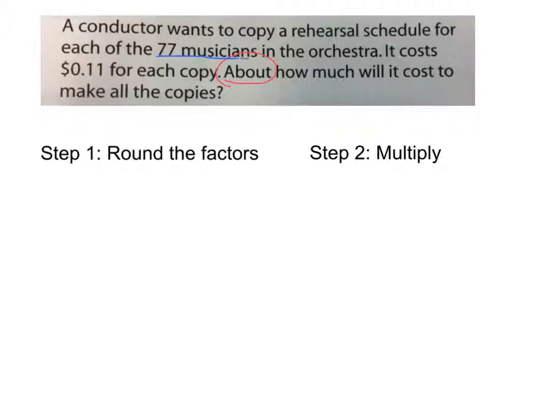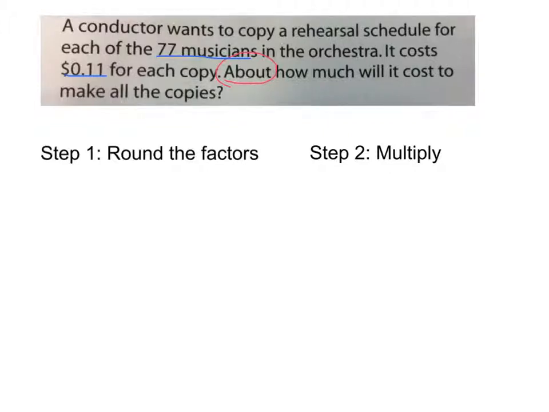77 musicians. And how much does it cost to make one copy? Nadia? 11 cents. So, how many copies does he need to make? Arjun? 77 copies. And each copy costs how much to make, Sawyer? 11 cents. So what math equation would we do if we were finding an exact answer? Jonathan? 77 times 11 cents, right? Or 11 hundredths. Good. But we don't need to find an exact answer. We just need to find an estimate.